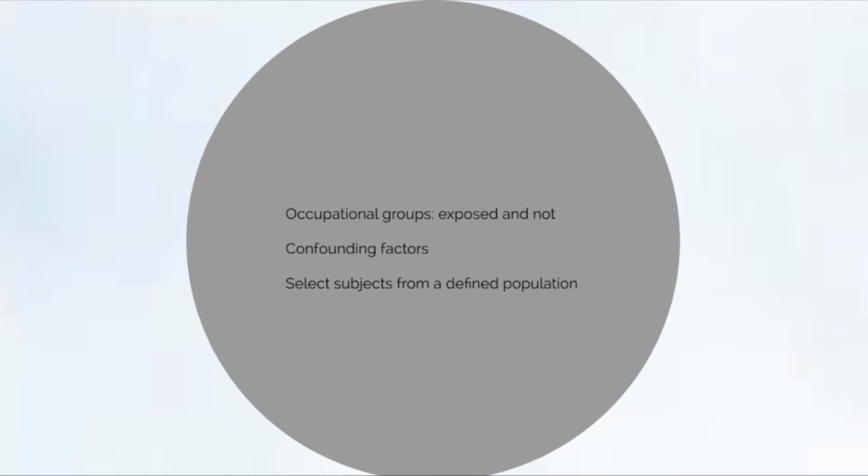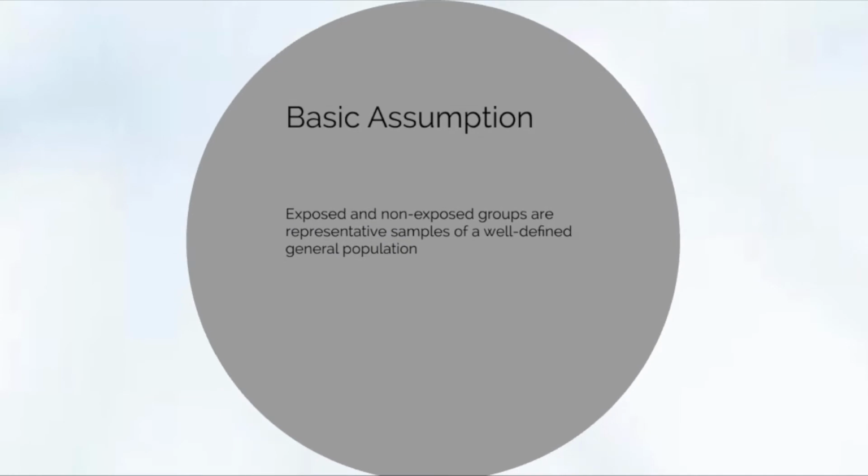When selecting groups for a study, things you want to take into consideration are occupational groups, which are exposed and not. You want to look at exposure misclassification in those groups and compare it with an external standard. You also want to take into consideration the healthy worker effect, which is a sort of selection bias that can occur. In addition, you want to consider any confounding factors. You also want to make sure that you select subjects from a defined population. Basic assumptions of a cohort study. The exposed and non-exposed groups are representative samples of a well-defined general population.